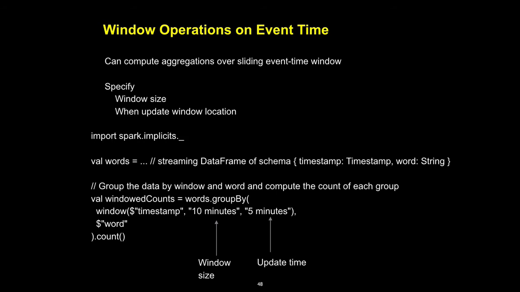So they define a window size and how often you update the output. When you do a group by, you can add a window. Give it the name of the column that you're going to use as a timestamp, then the window size, how long you wait, and then how often you update the output. And everything else is the same.